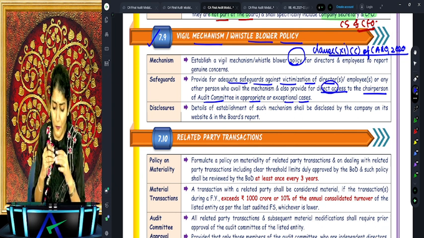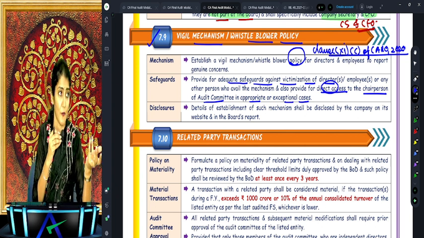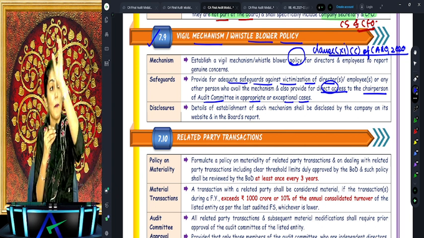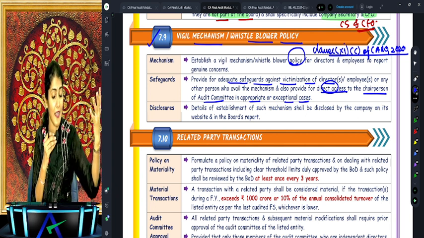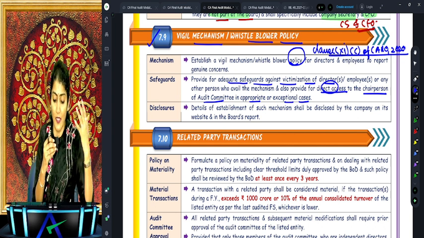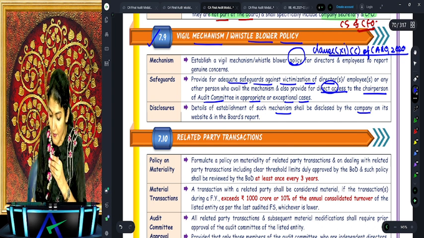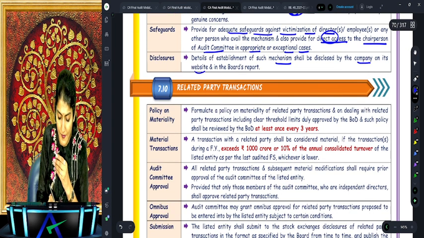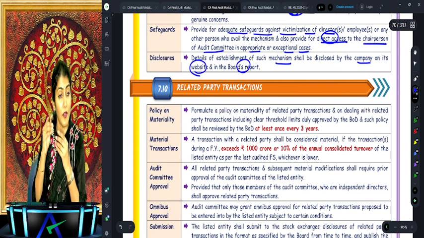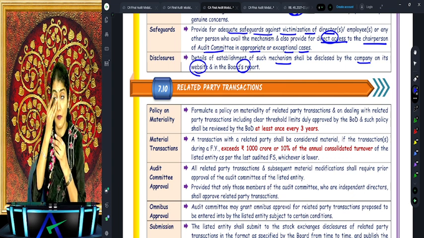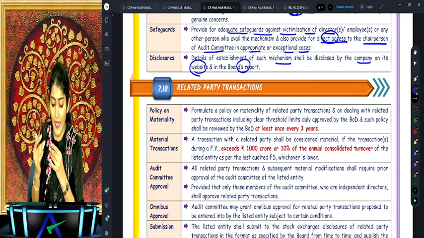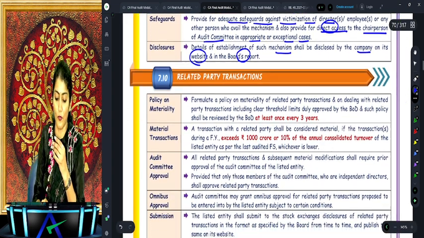Yes. This also somehow reminds me of the NOCLAR also. And okay, direct access to the appropriate authority. Here it says direct access to the chairperson of the audit committee. Then details of the establishment of such mechanism shall be disclosed by the company on its website, and also it should be given in the board report. Right, so vigil mechanism, the details should be given on the website and it should also be given in the board report of the company.